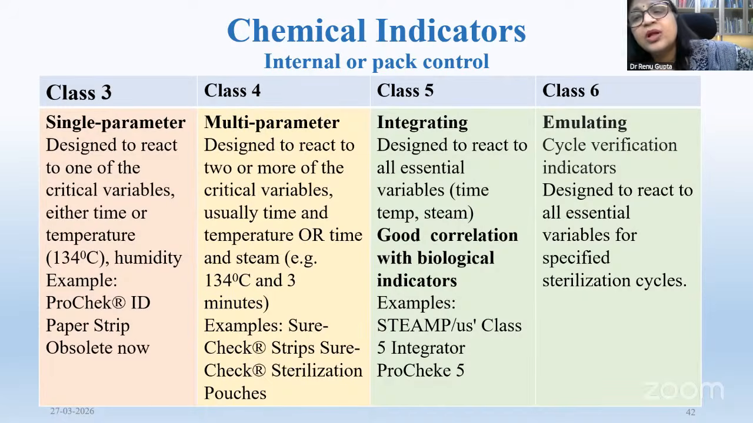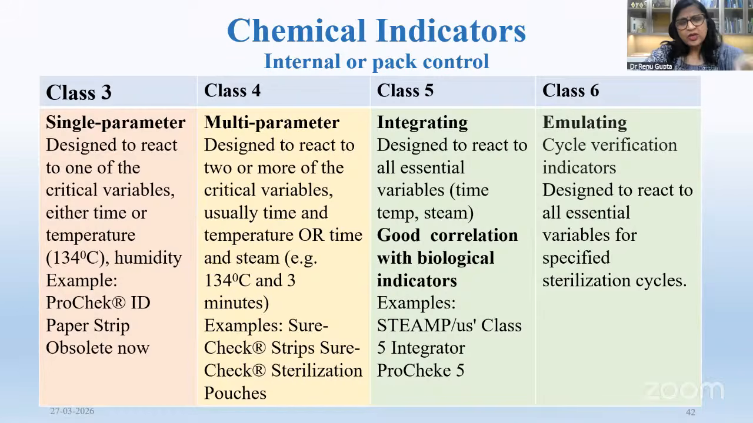And class 6 are much more advanced. They are emulating indicators. They tell you about the entire time. If you are using it for a 30 minute autoclave cycle, throughout the 30 minutes, time, temperature and pressure were okay. So they are a little advanced and these are kept internally inside.